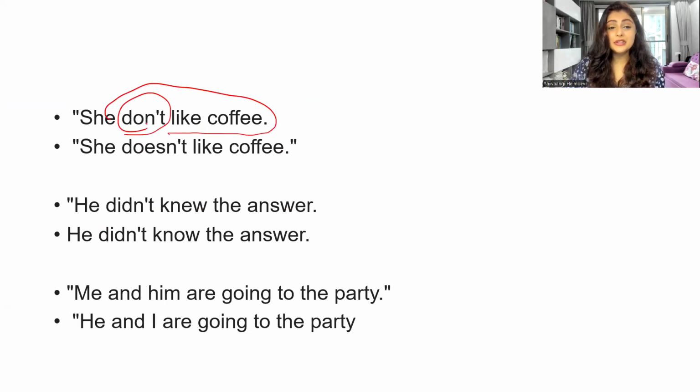Now the problem here is "don't". Generally this is what we use in our colloquial, spoken English. "She don't like coffee." Friends, that's incorrect. How will you put this in correct English? You have to say "she doesn't like coffee." So "don't" is wrong. Why is "don't" wrong? Because "don't" is a plural verb, whereas "she" is a singular subject.